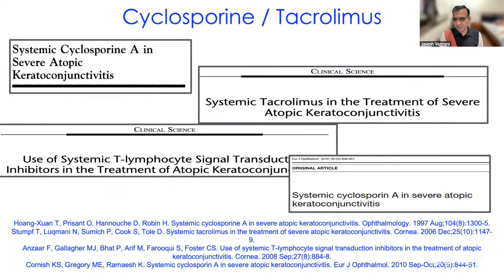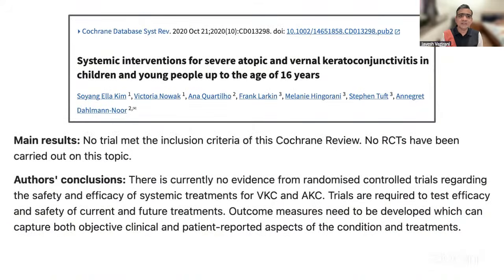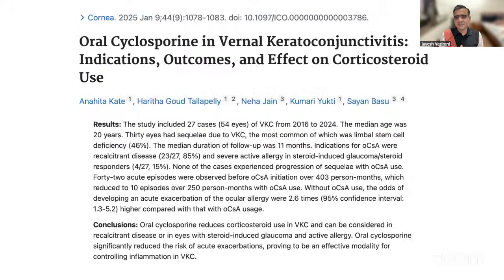There are these isolated case reports and case series on the use of these drugs, mostly for atopic keratoconjunctivitis, not so much for VKC. For VKC, there are some papers that have been published. This review basically said that you don't have enough evidence. But this is the case series that has the largest series of patients treated with the systemic cyclosporin. This is from the LV Prasad Eye Institute. And those of you who are interested in this topic, I highly recommend that you should read this paper.